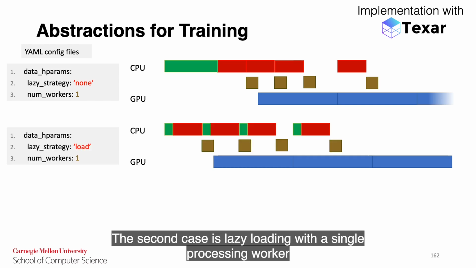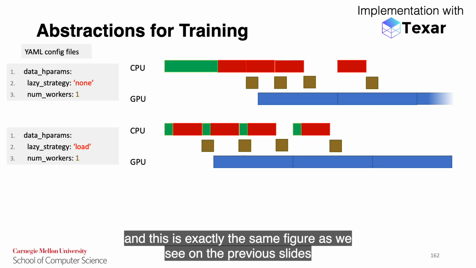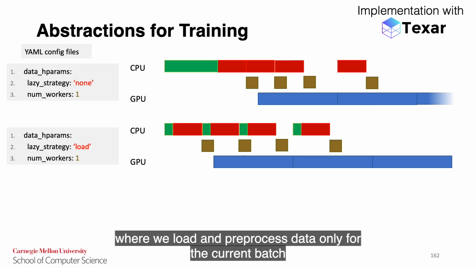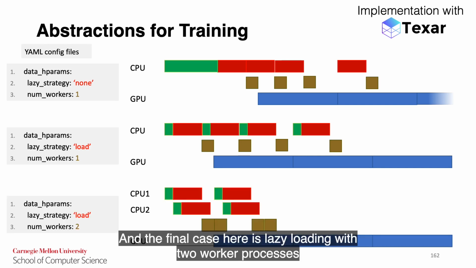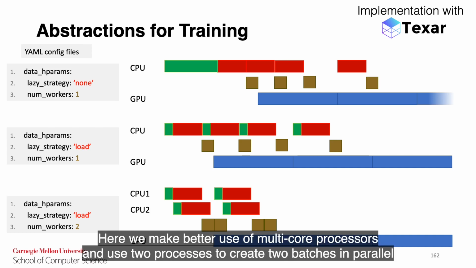The second case is lazy loading with a single processing worker. And this is exactly the same figure as we see on the previous slides, where we load and preprocess data only for the current batch. And the final case here is lazy loading with 2 worker processes. Here we make better use of multi-core processors and use 2 processes to create 2 batches in parallel.